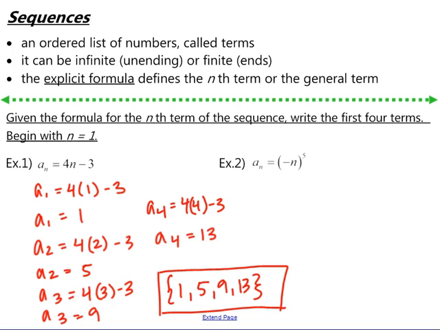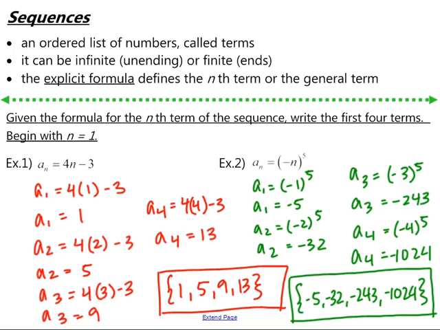I want you to go ahead and pause, try example 2, and check back with me when you're finished. Hopefully your first four terms are negative 5, negative 32, negative 243, and negative 1024.